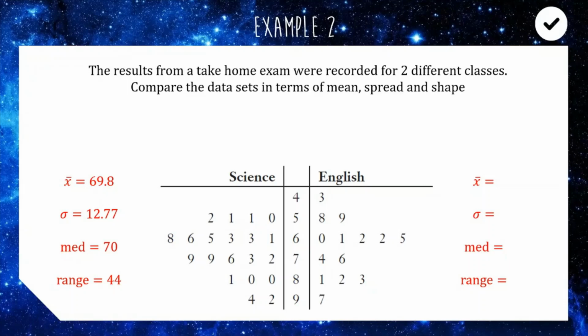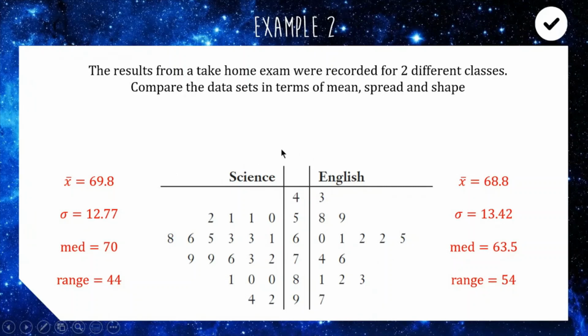Okay, hopefully you paused the video and did that. Here are the answers, assuming I did them correctly. So we got a mean of 68.8, we got a standard deviation, and remember it's the population one unless specified otherwise. So we got 13.42, median of 63.5 because it was between 62 and 65, and a range of 54 from 43 to 97. Okay, so now we look at these two and we compare them.